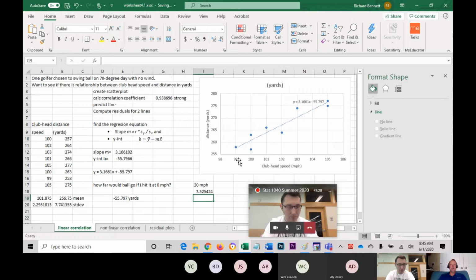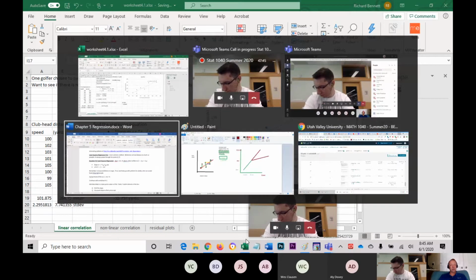So remember, this is really good if your clubhead speed is between 99 and 105. Maybe you could get outside that range, 98 and 106, and you'd probably be okay. But if you go way outside the range, like 0 to 20, I'll bet you it would go a lot more than 7.5 yards. So that's what we mean when we say prediction outside the range is risky.